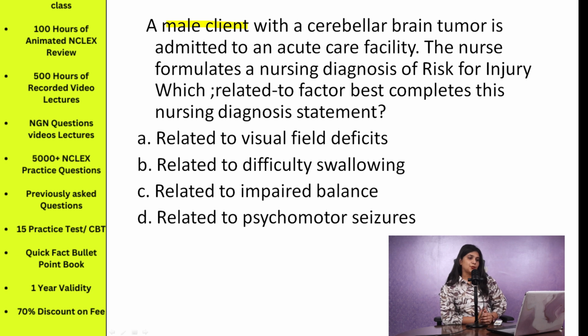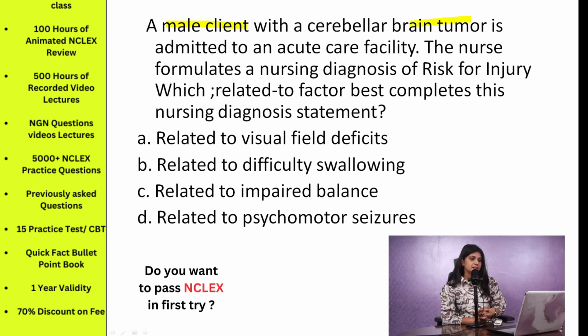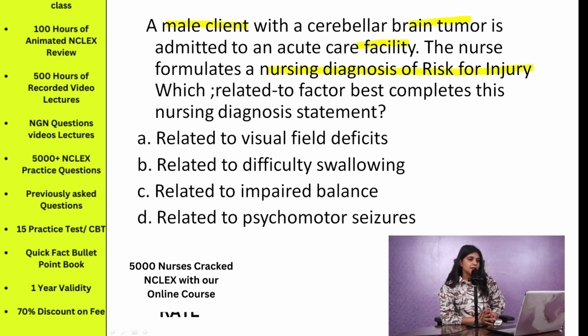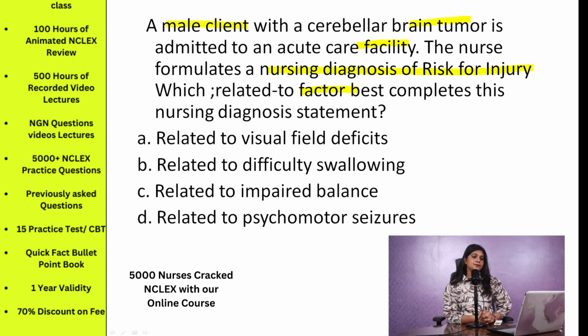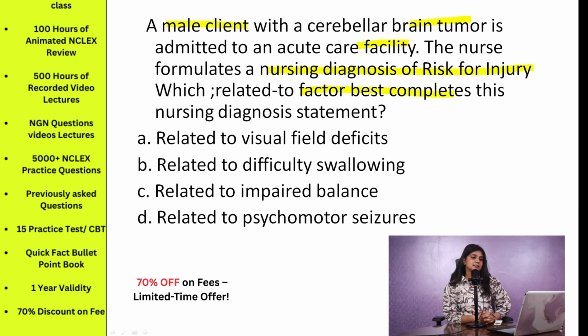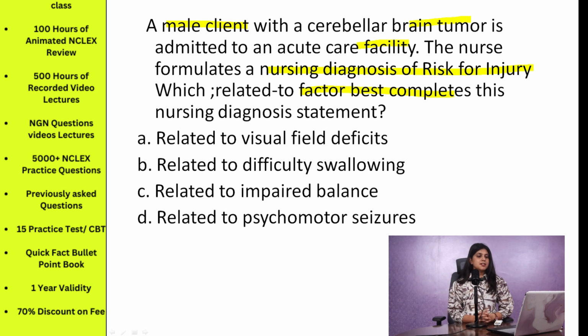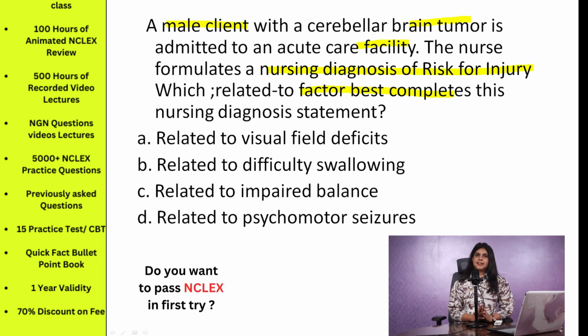A male client with a cerebellar brain tumor is admitted to an acute care facility. The nurse formulates a nursing diagnosis of risk for injury. Which related-to factor best completes this nursing diagnosis statement? A. Related to visual field deficits. B. Related to difficulty swallowing. C. Related to impaired balance. D. Related to psychomotor seizures.